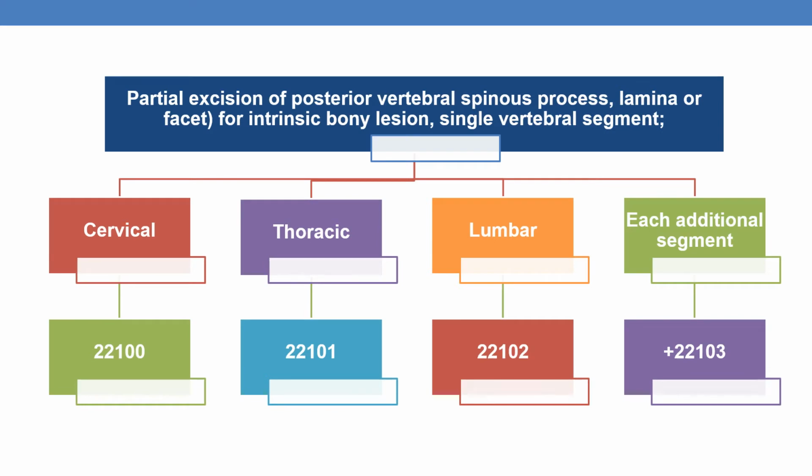Here you can see the CPTs for partial excision of posterior vertebral component: spinous process, lamina or facet. Whenever partial excision of the spinous process, lamina or facet is done for an intrinsic bony lesion, single vertebral segment, for cervical you need to report 22100. For thoracic, you need to report 22101. And for lumbar, you need to report 22102. And for each additional cervical, thoracic or lumbar vertebral segment, you need to use this add-on code, plus 22103.